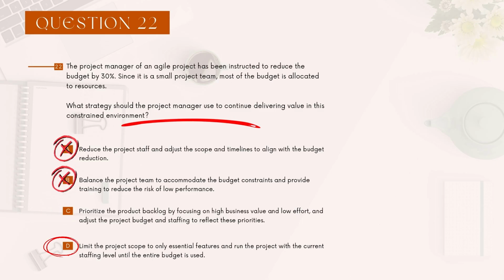Limit the project scope to only essential features and run the project with the current staffing level until the entire budget is used. Now, a lot of people are going to choose this answer. What's the problem with limiting the project scope? What do you limit? If your project scope has been stipulated, then it is a proper assumption that all of what is within the project scope is important. Because if it's not important, why would you want it? Why would it even be in the project scope? So when they say limit the project scope, there's a problem because you don't know what to limit, and potentially you're going to eliminate something that's essential for the project.